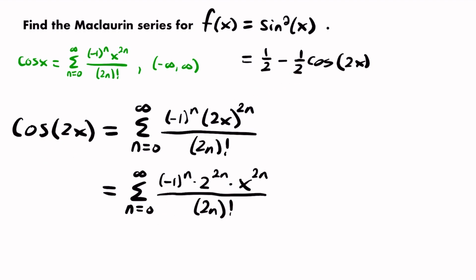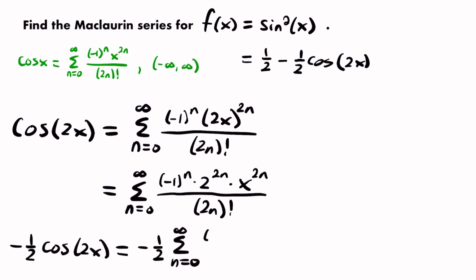But that is not the entire function that we need to represent as a Maclaurin series. We have 1/2 minus 1/2 times cosine of 2x. So let's work on the next step in representing this function as a Maclaurin series. What we can do next is multiply cosine of 2x by -1/2. -1/2 times cosine of 2x will be equal to this Maclaurin series, but multiplied by -1/2. So we'll have -1/2 times the sum from n equals 0 to infinity of -1 to the power of n times 2 to the power of 2n times x to the power of 2n divided by 2n factorial.